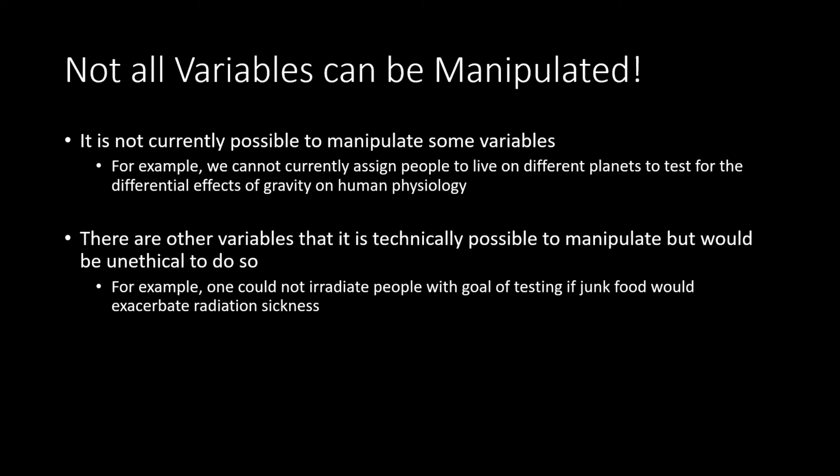Now, not all variables can be manipulated. Some it is just currently impossible to manipulate. For example, we could not assign people to live on different planets to test for the differential effects of gravity on our physiology. We currently do not have the technology to establish colonies on lots of different planets and just send people there willy-nilly because we would like to do an experiment on how them living on different planets would affect our bodies.